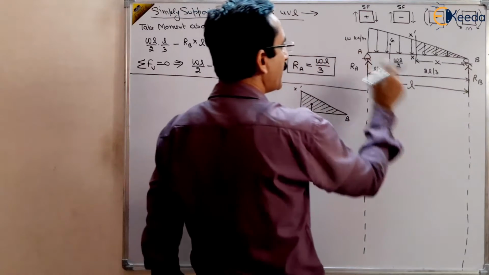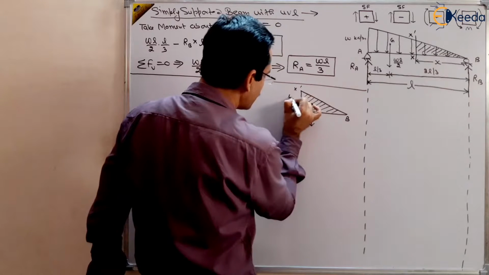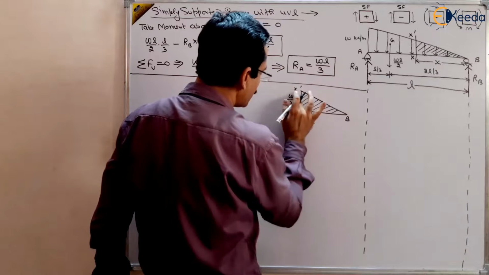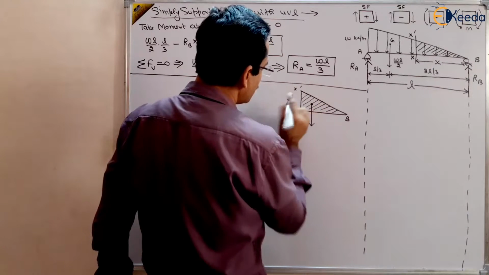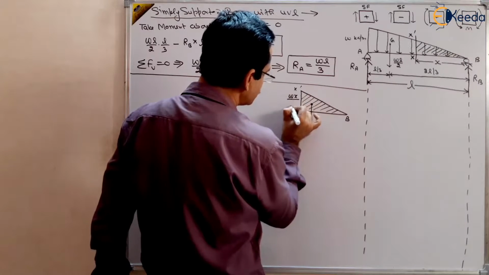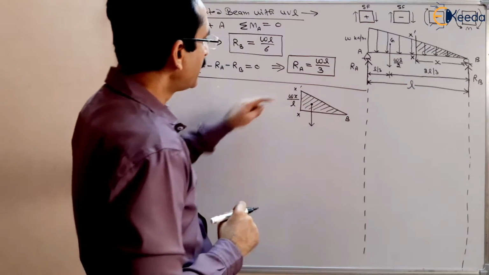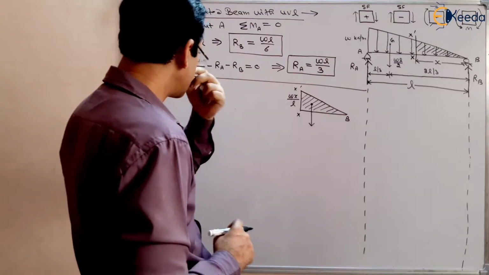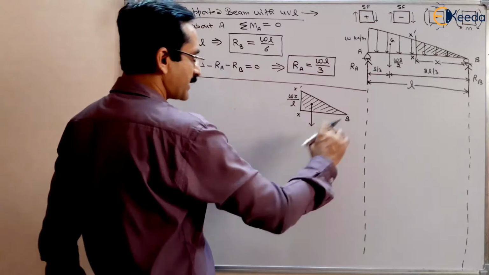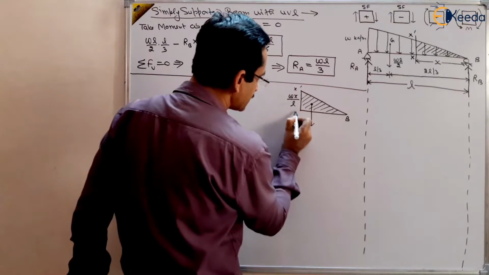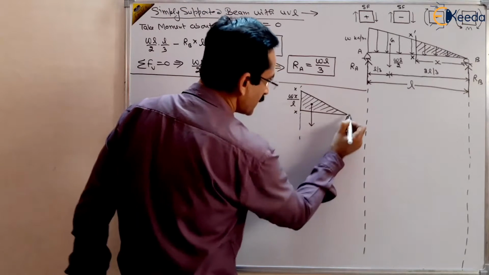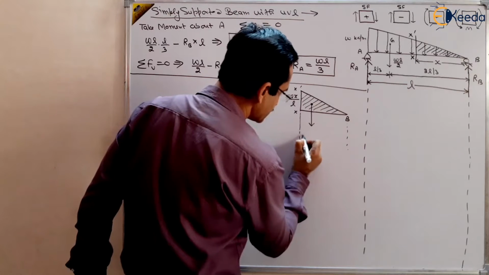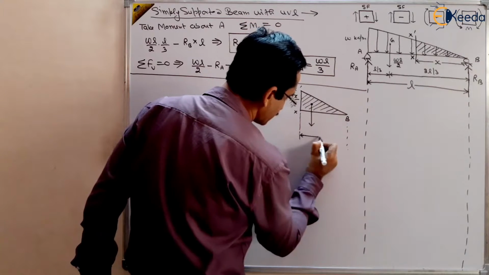So this will be W by L multiplied by x. So the load here will be Wx by L. In the length of L, the load is W. So in the length of x, what will be the load? Wx by L, and the distance is x. This distance total is x.